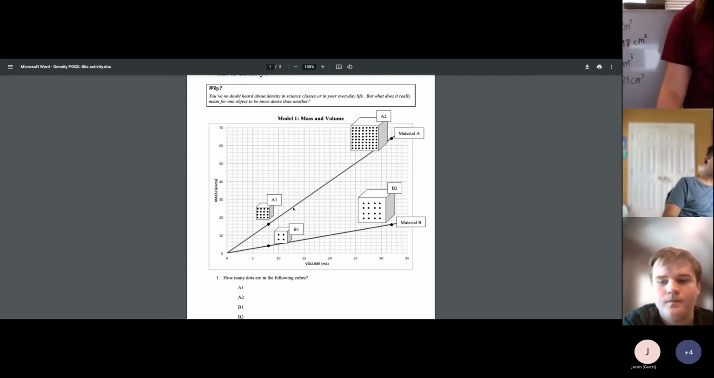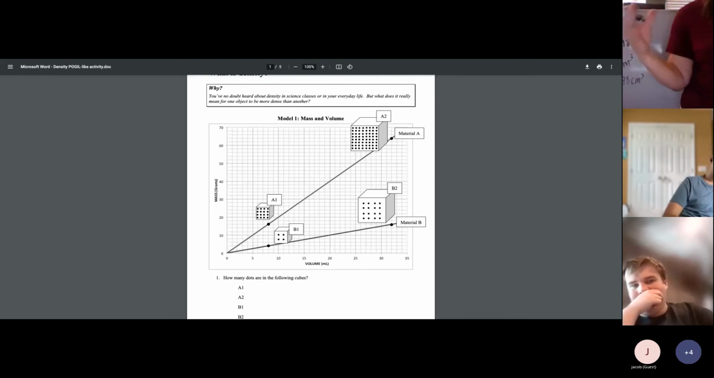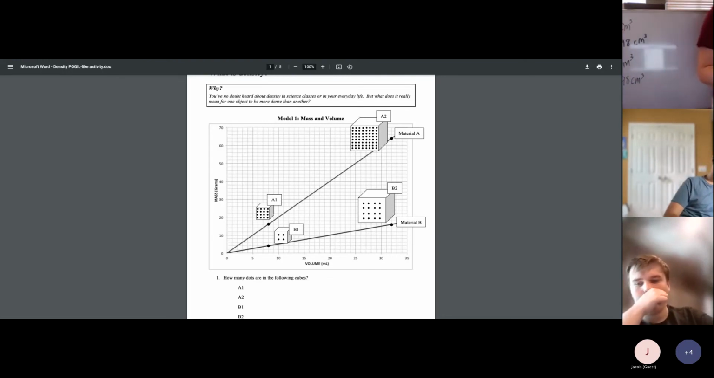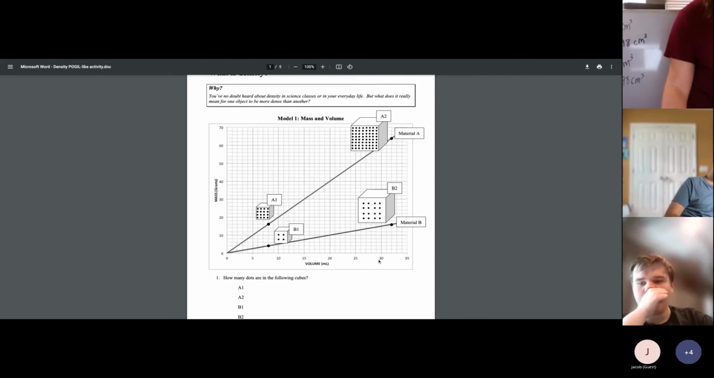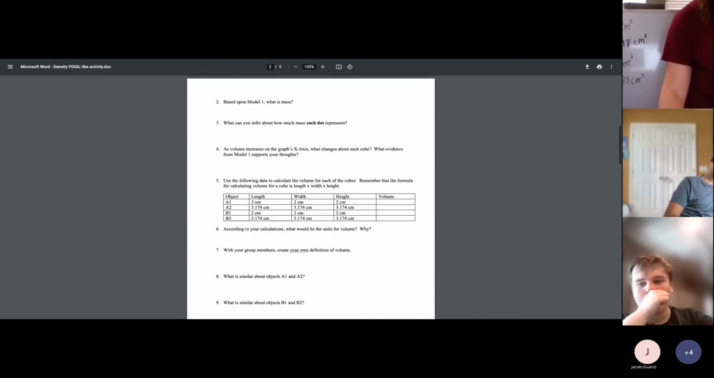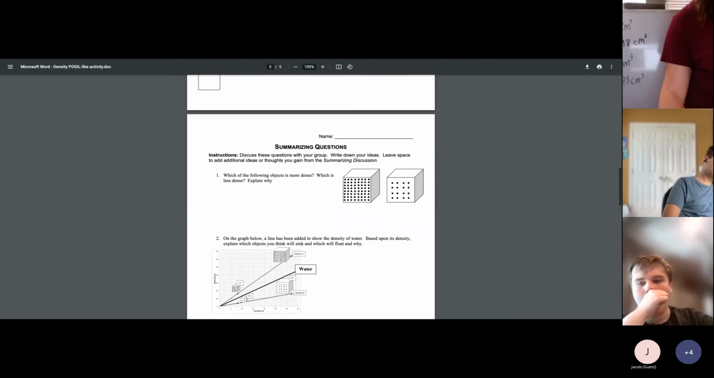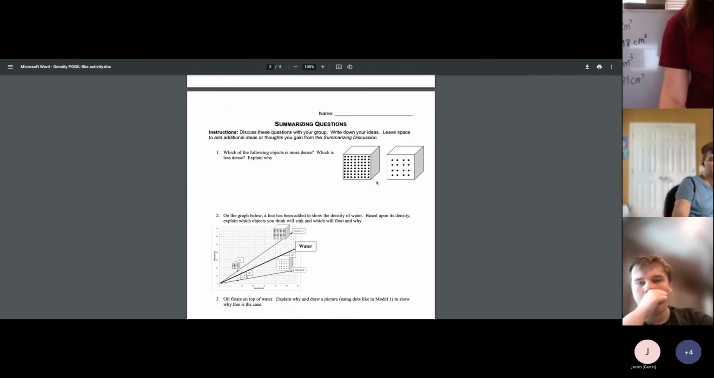So if we look at A1 and A2, even though they're different, A2 is bigger than A1, it still has that same relationship between its mass and its volume. All right, and we're going to see that when we look at here and do some calculations. So let's look at this one. So we've got these right here.